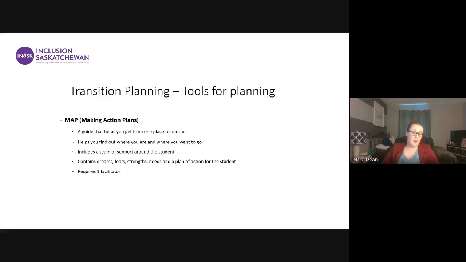So there are a few tools that you can use to really help out with this planning piece. The first one is a MAP. It stands for Making Action Plans. Action plans are a guide that helps you get from one place to another. They help you find out where you are and where you want to go. They include a team of supports around the individual. They contain dreams, fears, strengths, needs, and plans of action for the individual, and they require a facilitator to work with the individual and the team to develop that plan.